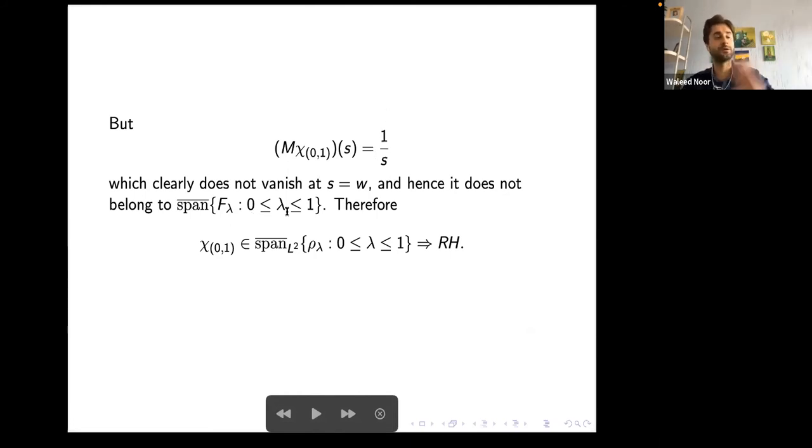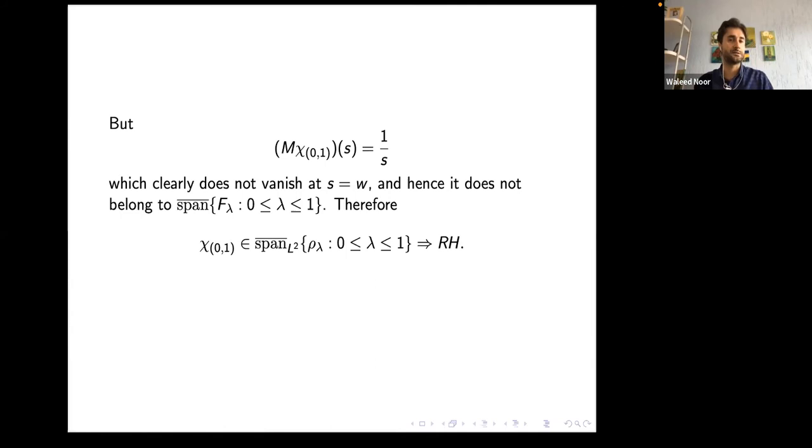Because we use the Mellin transform, if we go back via the isometric isomorphism, what we've essentially proved is that if the characteristic function belongs to the span closure of the rho lambda, this must imply the Riemann hypothesis. Because above we proved the contrapositive. We proved if the Riemann hypothesis is not true, then the characteristic function should not belong to this. So this is the easy part of the proof.